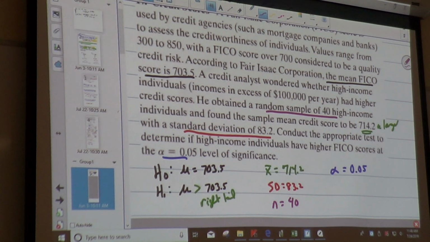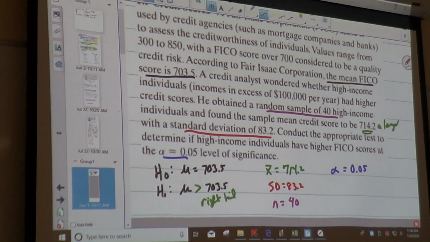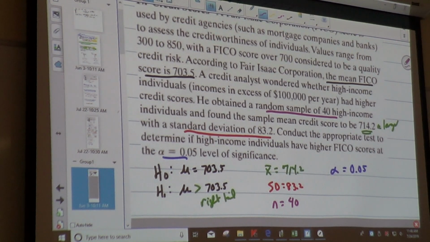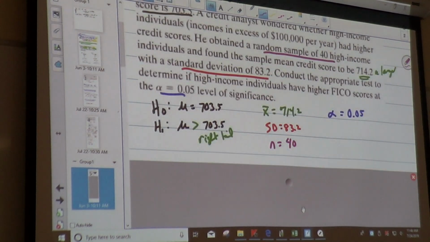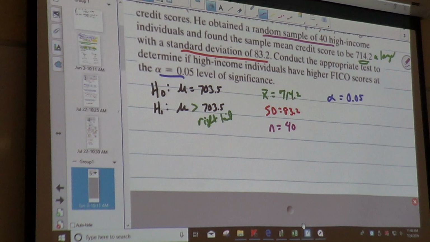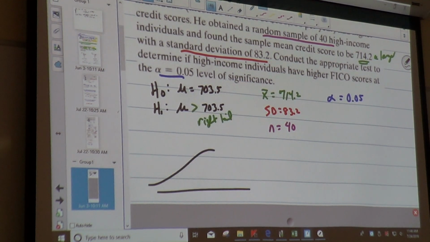I don't need to know how old the people were. I don't need to know how much money they made. I don't need to know the range of FICO scores. This is what I need to know. Okay? Now, from that, I like to draw the picture. So from that, I am going to draw my little picture.